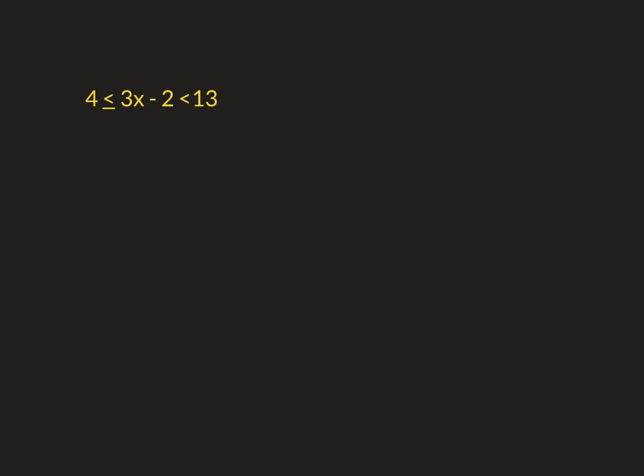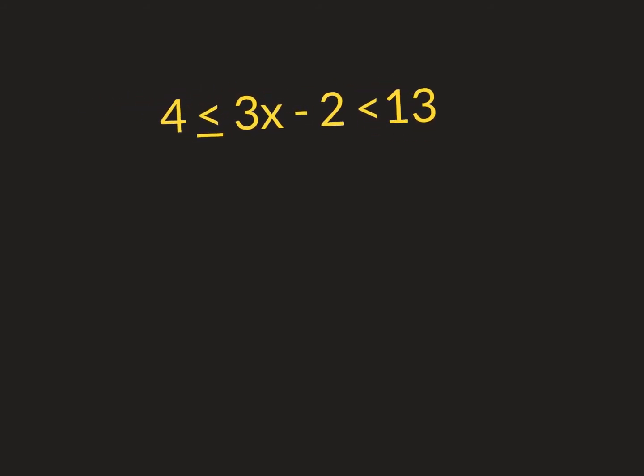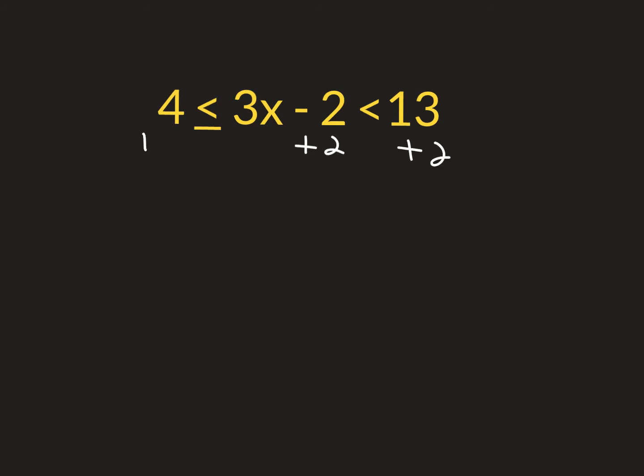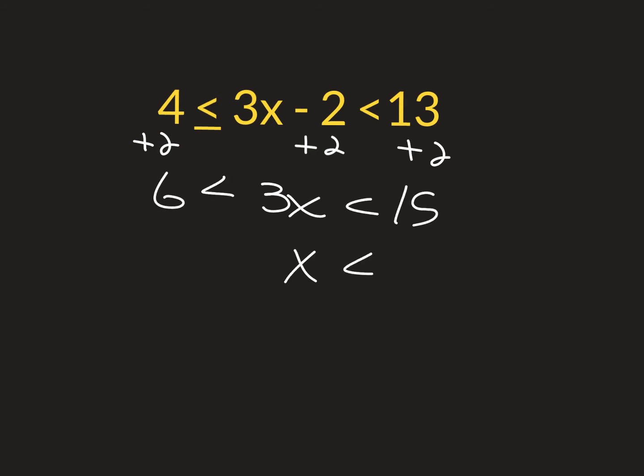Let's look at another one. This is called a conjunction or compound inequality. It's got 3 sides, and we're just going to solve it for x, working all 3 sides at the same time. Going to add 2 to all 3 sides. Gives me 3x in the middle, 15 over here, 6 over here. Divide by 3 everywhere. 15 divided by 3, 6 divided by 3. We're going to write our answers in interval notation. Parentheses 2, parentheses 5, because there's no equal.